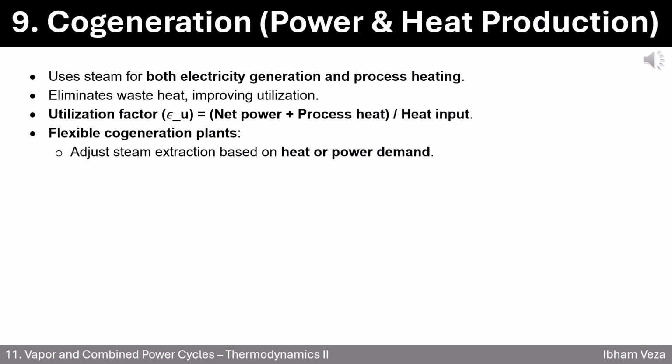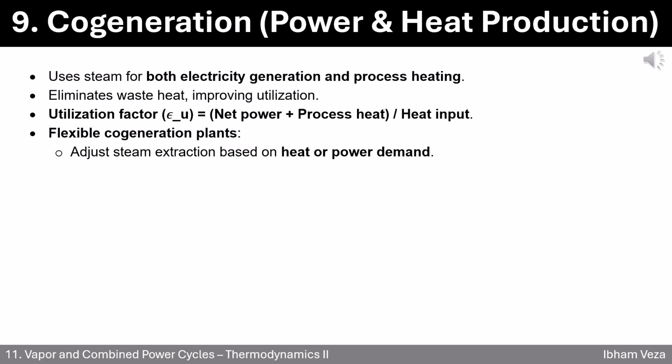9. Cogeneration, power and heat production. Let's talk about cogeneration, an excellent way to boost energy utilization. Cogeneration uses steam for two purposes at once: generating electricity and providing process heating for industrial or building use.